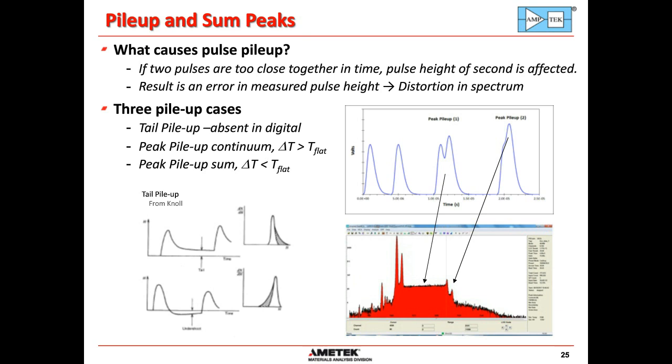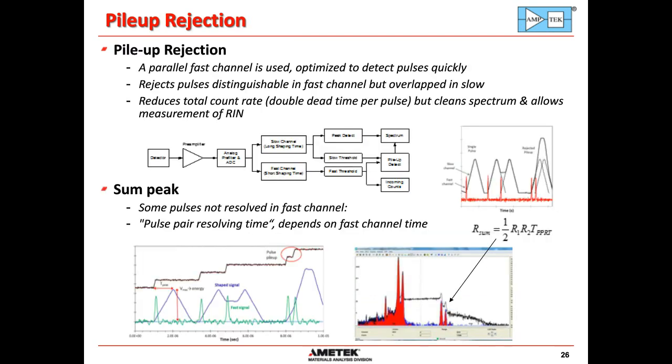In Amptek's processors, we have something called pileup rejection, so we have this parallel fast channel which is optimized to detect pulses quickly, and using that we can reject pulses that are overlapping in time unless they're truly simultaneous. If they're within what's called the pulse pair resolving time, we cannot reject them as separate, and so those remain in the spectrum. The plot on the bottom right shows the spectrum taken with pileup reject off, and then with it on, you can see we've removed the continuum due to the distinguishable overlapping peaks, but there are still going to be some peaks from the ones that occur within the pulse pair resolving time.